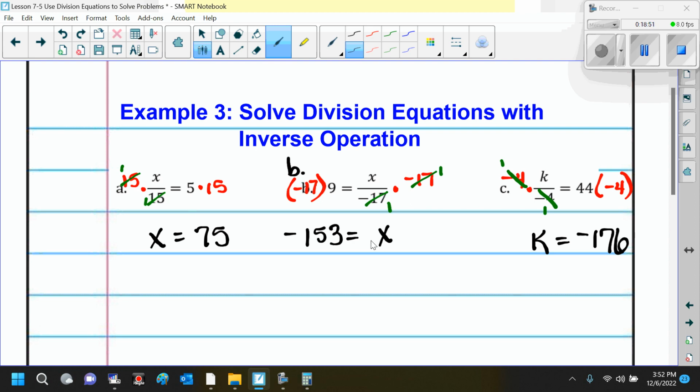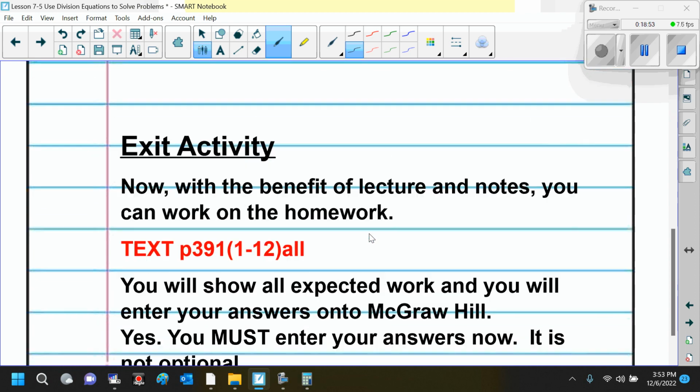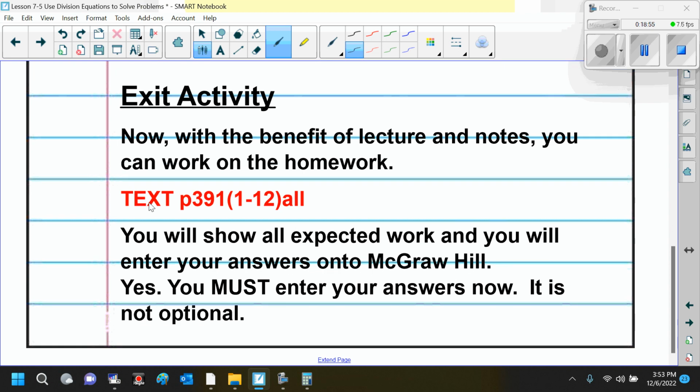So, now you have enough information to go ahead and practice with your homework. So tonight's homework is page 391, and you're doing 1 through 12 all. Please make sure you are showing all of your work. You are also going to enter your answers on McGraw-Hill. Okay?